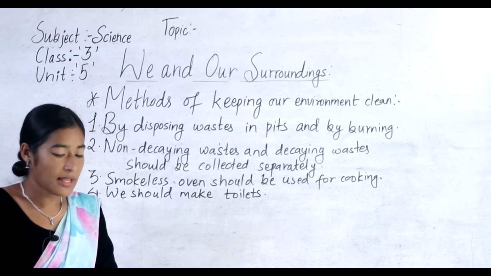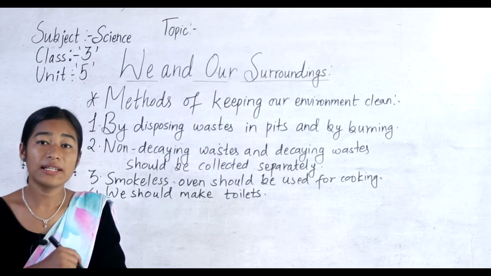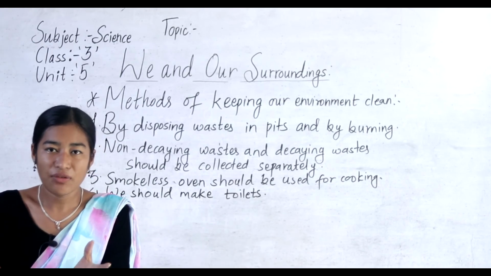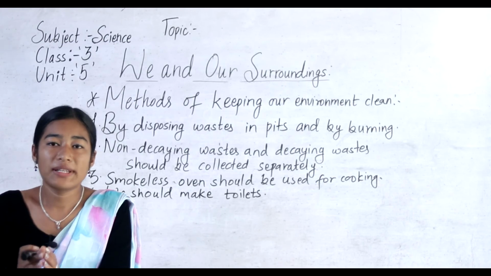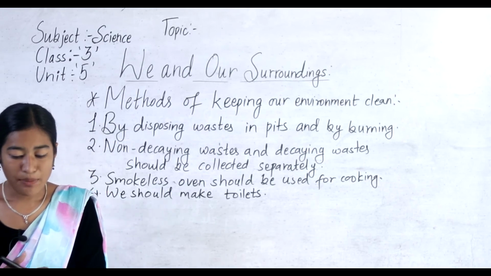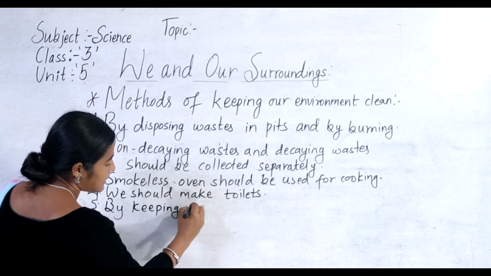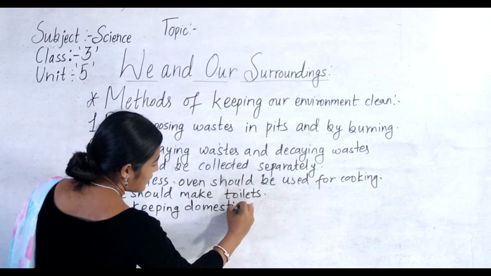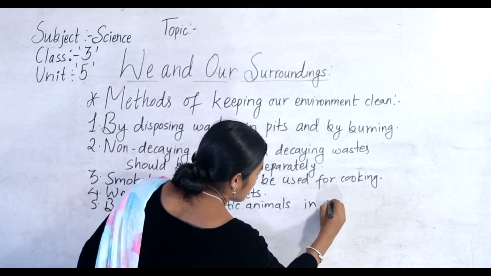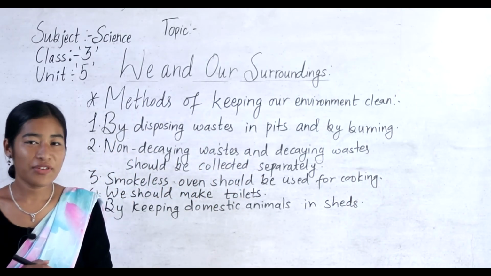Then the next point is domestic animals should be kept in sheds, and the sheds should be cleaned. The house of the domestic animal is the shed, and those domestic animals should be kept in the shed, and that shed should be cleaned every day. By keeping domestic animals in their sheds, then only our environment will be free from pollution.